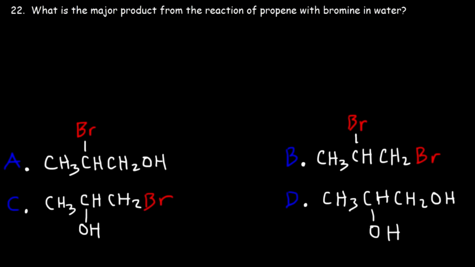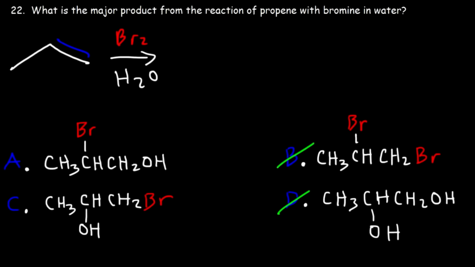Number 22. What is the major product from the reaction of propene with bromine and water? So propene has 3 carbons and a double bond. And so we're going to react it with Br2 and H2O. Whenever you react an alkene with bromine and water, you're going to get 2 functional groups. You're going to get a bromine atom and you're going to get an OH group. So we can eliminate answer choice D. We're not going to get 2 alcohol groups and we're not going to get 2 bromine atoms. So we're either between A or C.